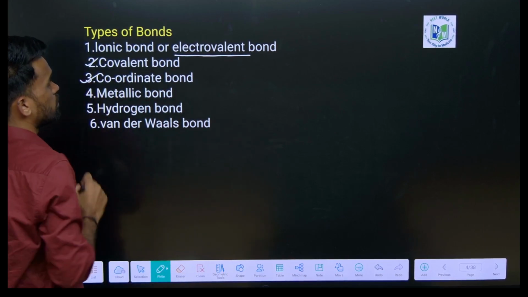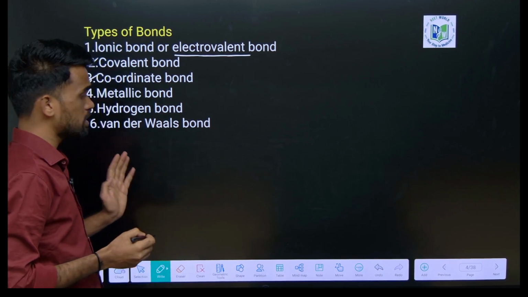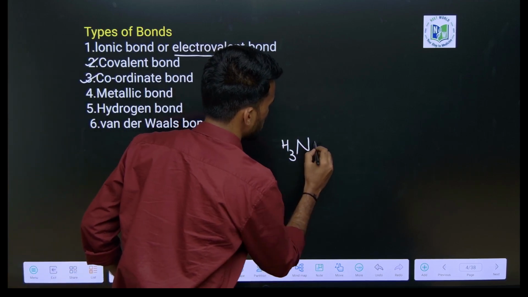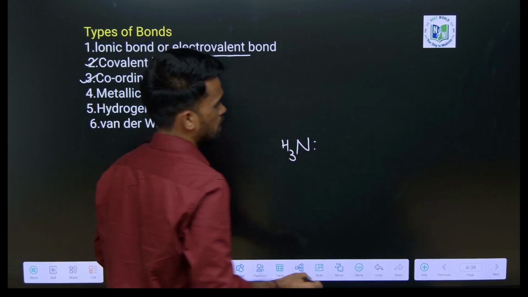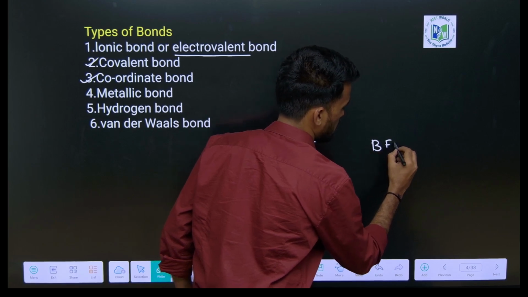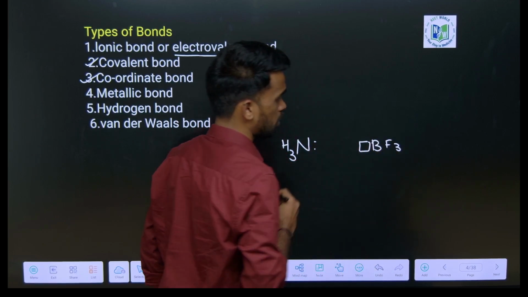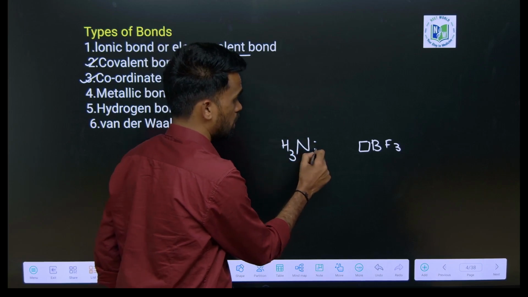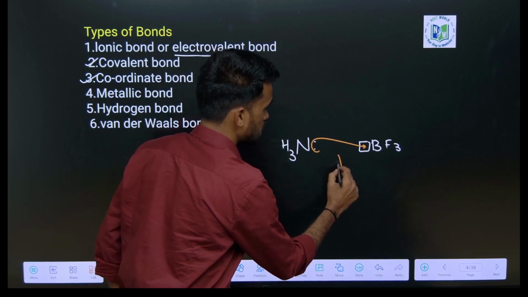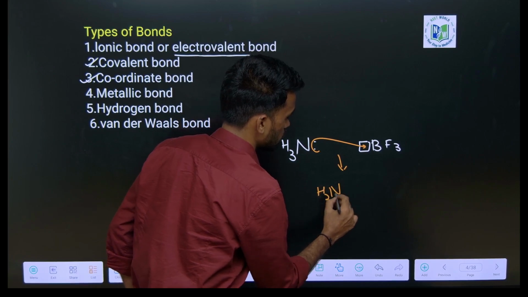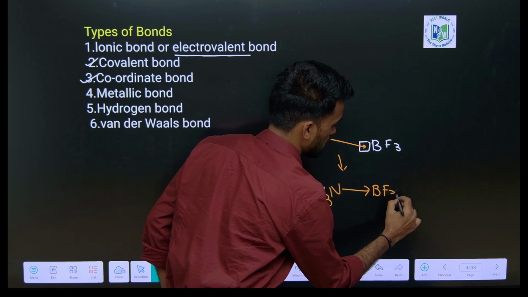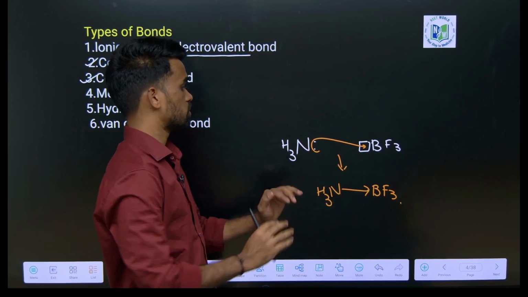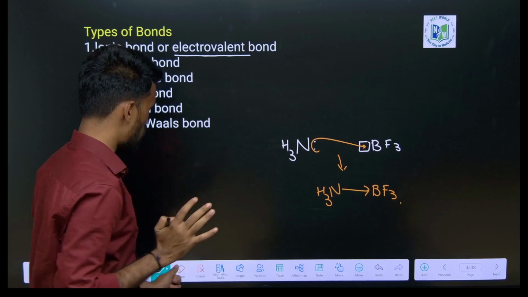The third one is the coordinate covalent bond. Let us say we have NH3. Here it has one lone pair of electrons. Now let us say there is another compound, BF3, where we have an empty orbital. To this empty orbital, the lone pair present on the nitrogen of ammonia will be donated. Therefore it results in forming NH3 and BF3 together. Something like this we can write. This bond we are representing is called a coordinate covalent bond. This is the simplest way we can discuss the coordinate covalent bond.